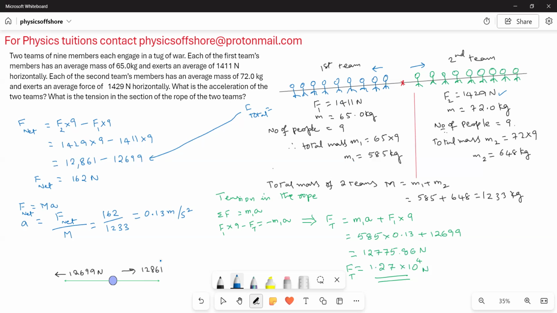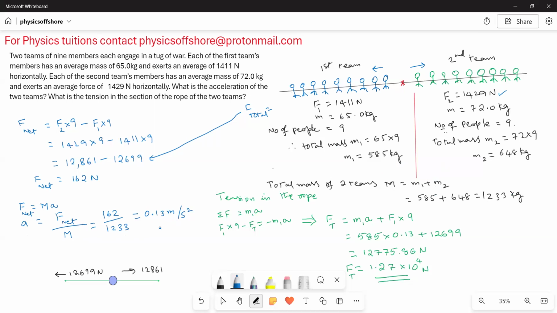So what must be the acceleration? To find the acceleration, we take the net force divided by the total mass. Total mass means we have to consider the total mass of the 18 members. So the total mass of these 18 members is 585 plus 648 is equal to 1233 kilograms. Therefore, acceleration is equal to 162 newtons divided by 1233 kilograms, which is 0.13 meters per second squared.